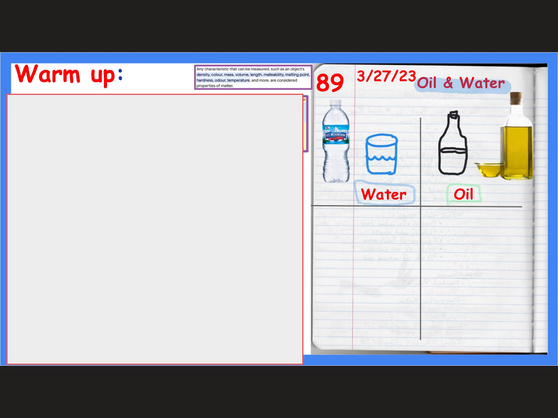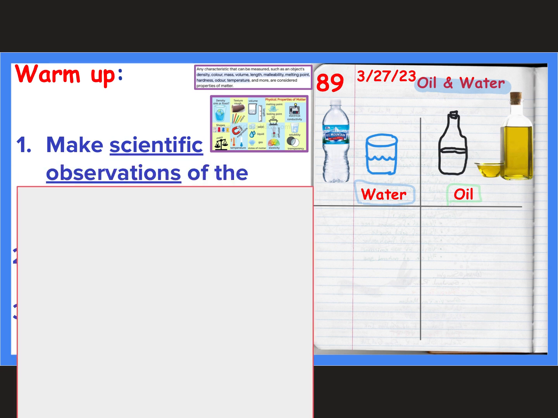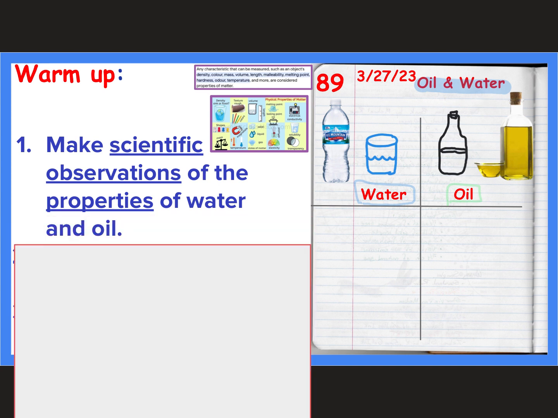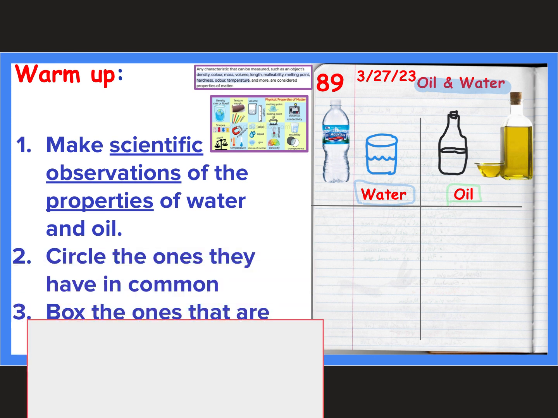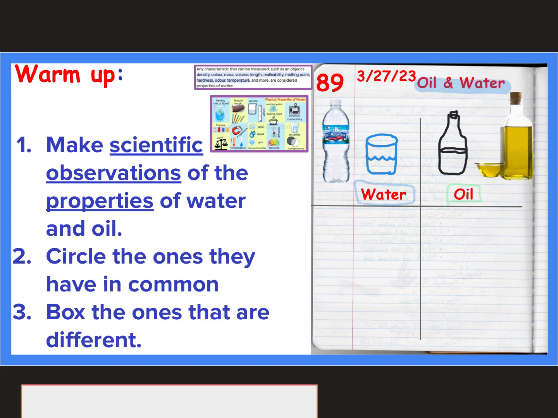And with these two, and on the T-chart, I want us to remember what a property is. So a property is any characteristic that can be measured, such as an object's density, color, mass, volume, length, malleability, melting point, hardness, odor, temperature, and a lot more. And I want you to make a scientific observation of the properties of water and oil, mostly based on your memory of what these look like. And then circle the ones they have in common and box the ones that are different.